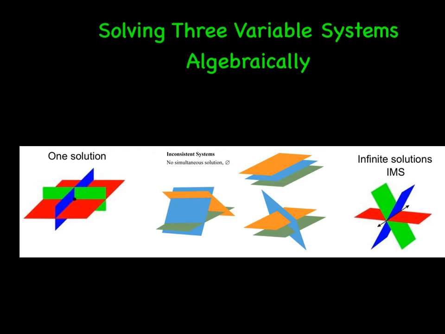Hi guys. We're going to be solving 3 variable systems algebraically for the next couple days. So we're going to be practicing some more linear programming, but we're also going to be solving 3 variable systems algebraically. When you have 3 variables, typically you're talking about an x, a y, and a z.